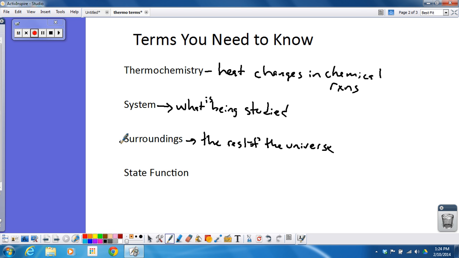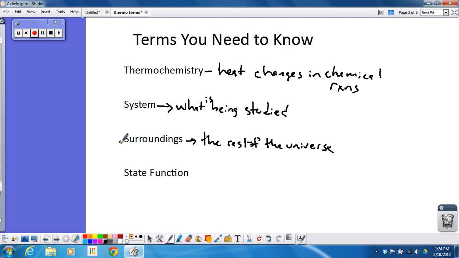The classroom is part of the surroundings. The building is part of the surroundings. The earth is part of the surroundings. The solar system is part of the surroundings. You get the idea. The system is very small and very defined. The surroundings is everything else. Now this other term, state function.